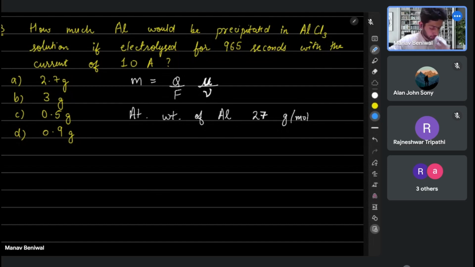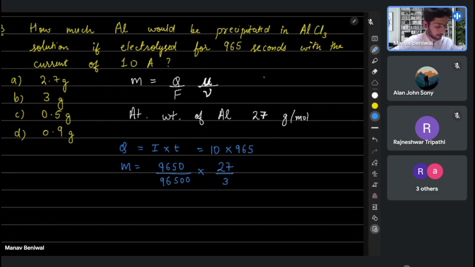So here to find out Q, we know that this is just current times time, right? So this is 10 amperes multiplied by 965 seconds. Okay. So then our mass will be 9650, this is Q, divided by F, which is 96500, multiplied by mu, which is 27, and nu, which is 3.